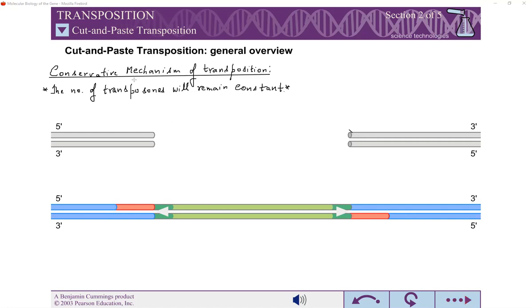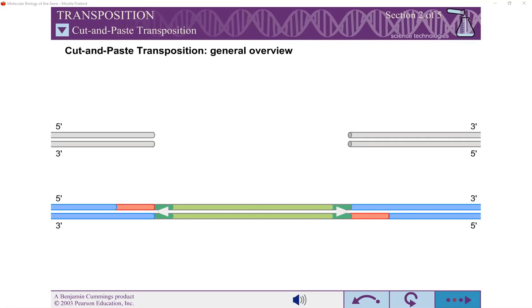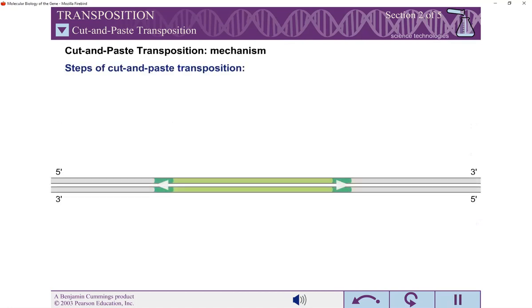Now, how does replicative mechanism take place? That we have to see. ये तो conservative mechanism है, हम लोग replicative mechanism भी देखेंगे, that how does replicative mechanism of transposition takes place. Okay, so just deleting this out and moving forward. We will now look at the cut and paste mechanism in more detail.